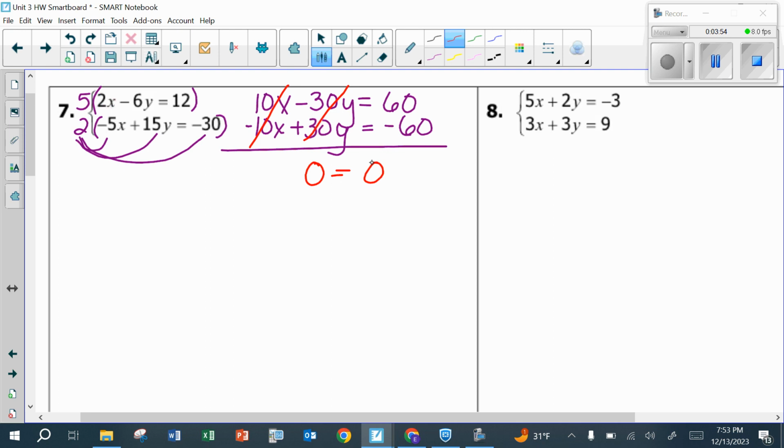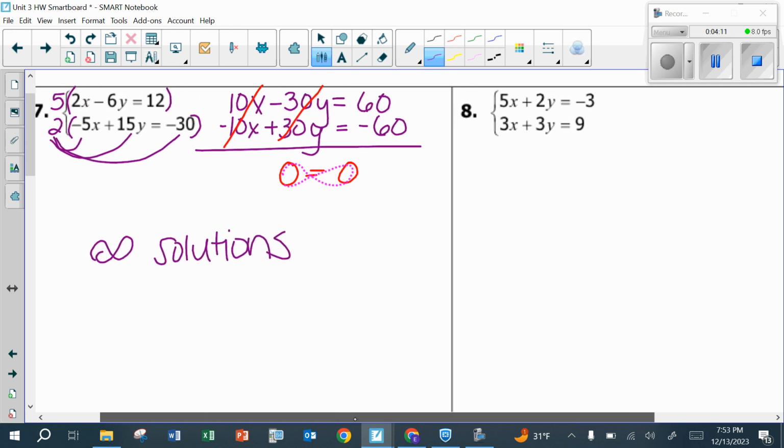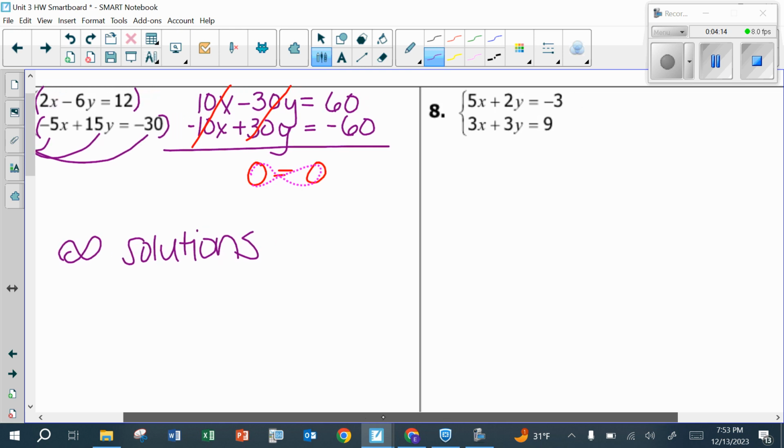So now we have a true statement. 0 equals 0. And sometimes I go like this. Connecting them, they kind of look like an infinity symbol. And that means there are infinite solutions. So if we graphed those two lines, if we solve for y and graphed them, they'd be the same exact line. They'd be right on top of each other.